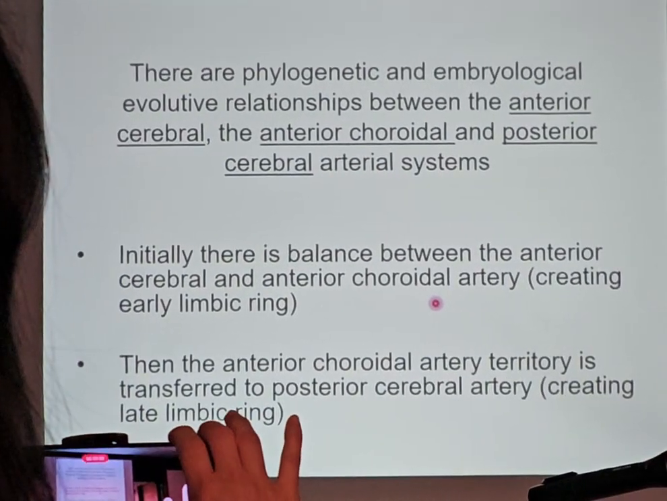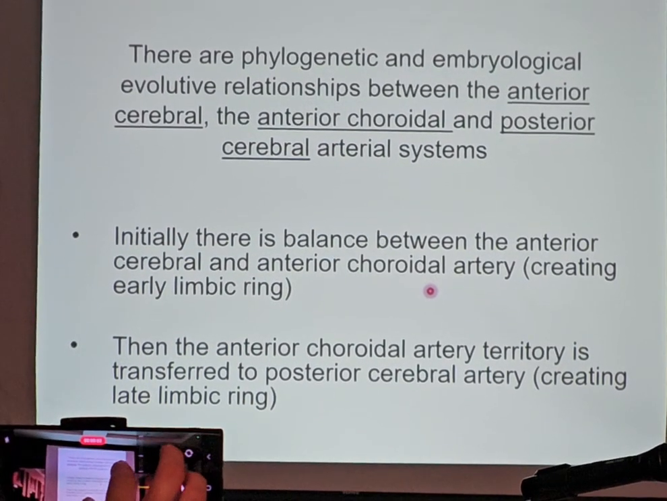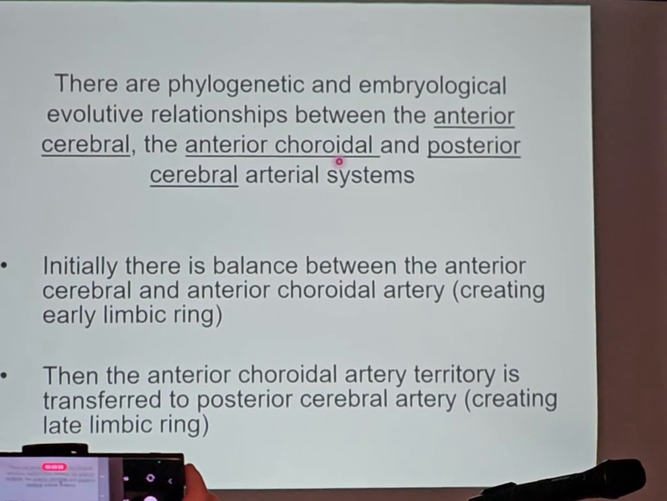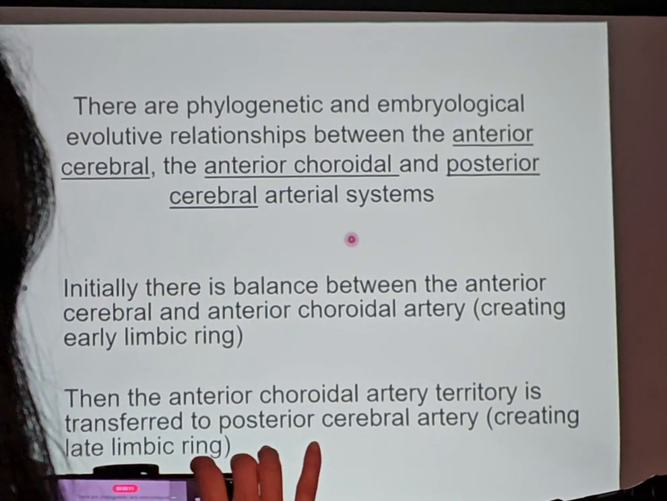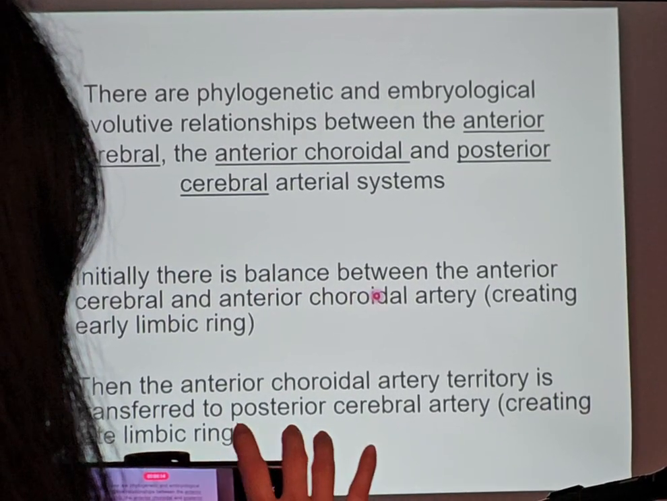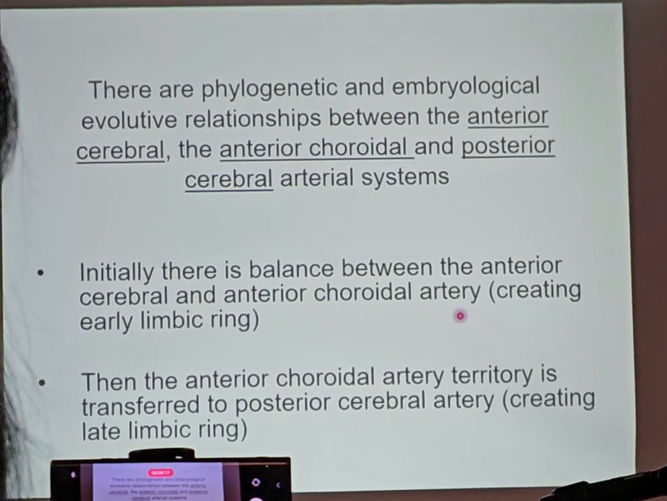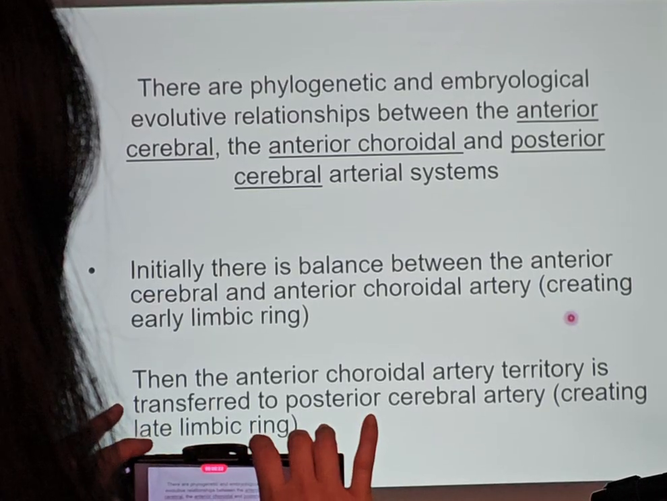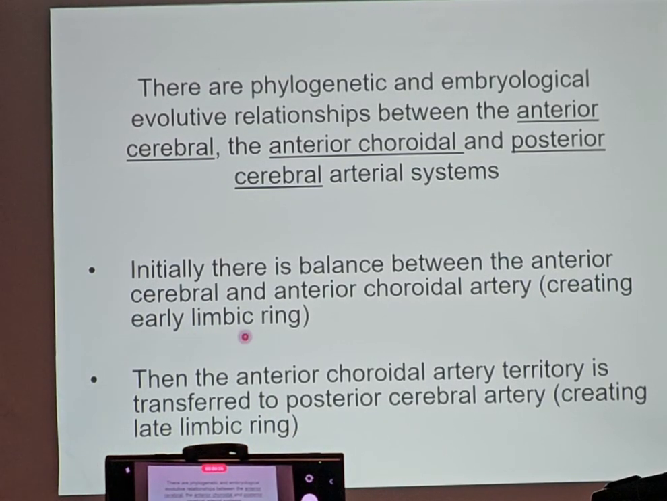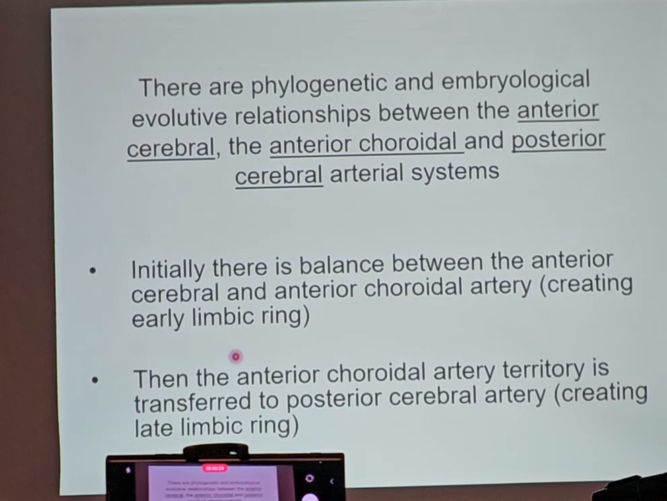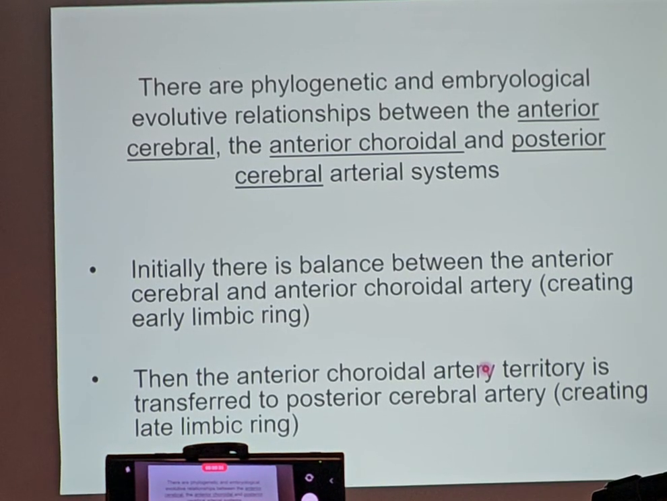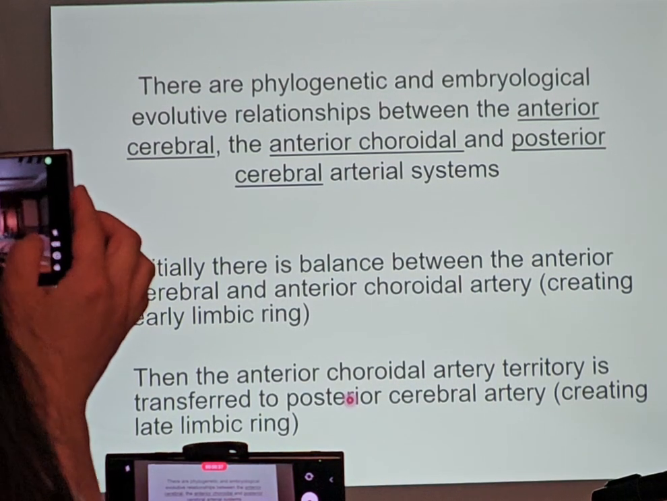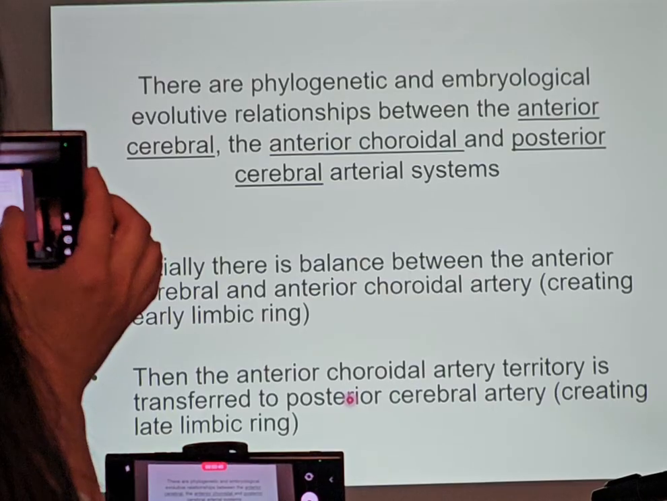There are phylogenetic and embryological evolutive relationships between the anterior cerebral, the anterior choroidal, and the posterior arterial systems. Initially, there's a balance between the anterior cerebral and the anterior choroidal artery. They are the main vessels because they are the original vessels supplying the choroidal systems, and they create an early limbic ring. Then the anterior choroidal artery territory is slowly transferred to the posterior artery, and that creates a late limbic ring. So just keep that in mind, that's what we're going to look at.